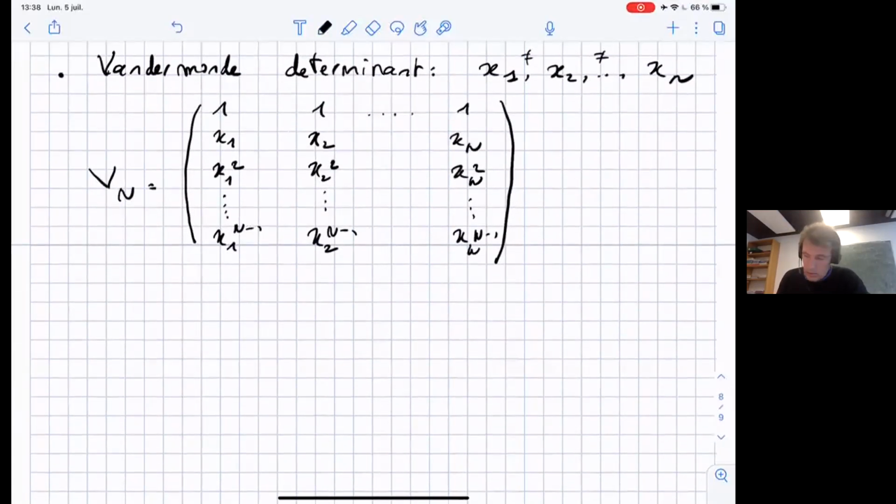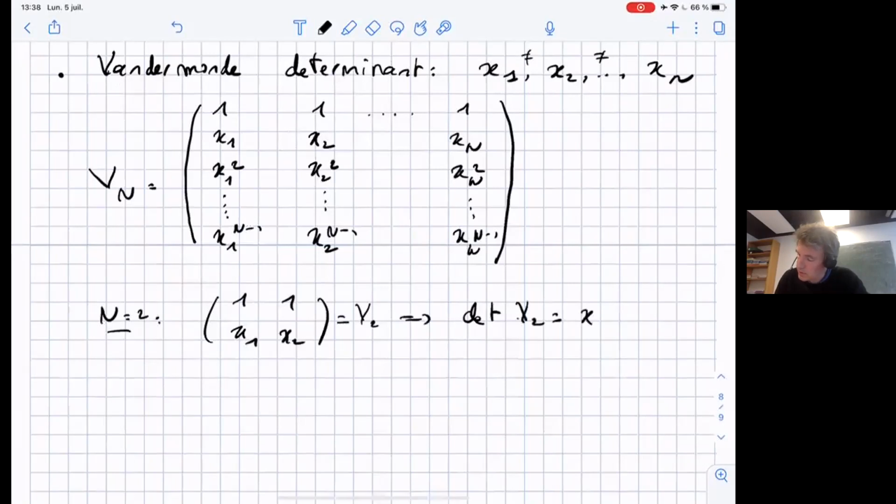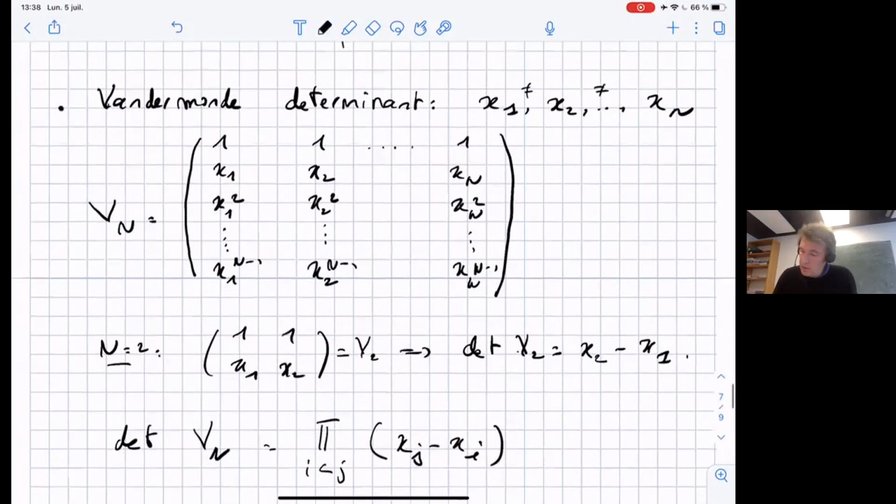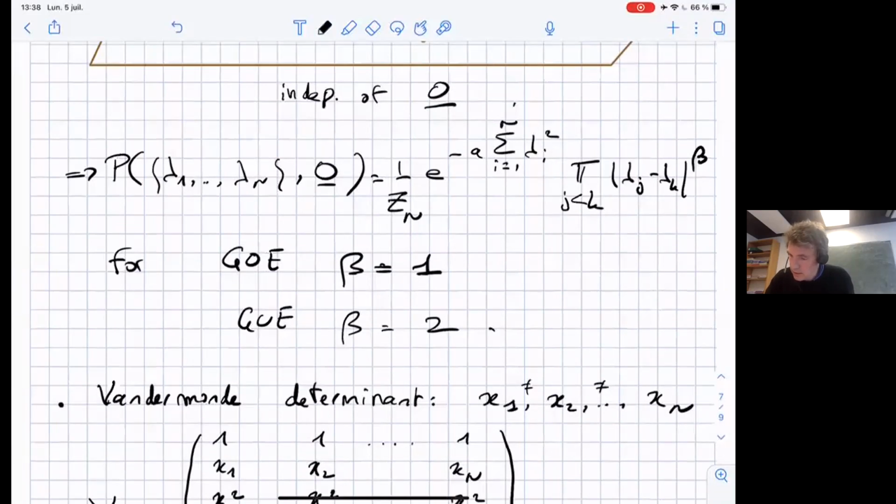If you compute the determinant of this, you can easily do the case n equals 2, for instance. This is just 1, x1, x2. So this is V2. Now, if you compute the determinant of V2, it's very simple in this case. This is just x2 minus x1. It turns out that for Vn, it's a standard exercise in linear algebra, and I'm sure many of you have done it. This is just the product over i less than j of xj minus xi. So the term we have here is just the absolute value of a van der Monde determinant.